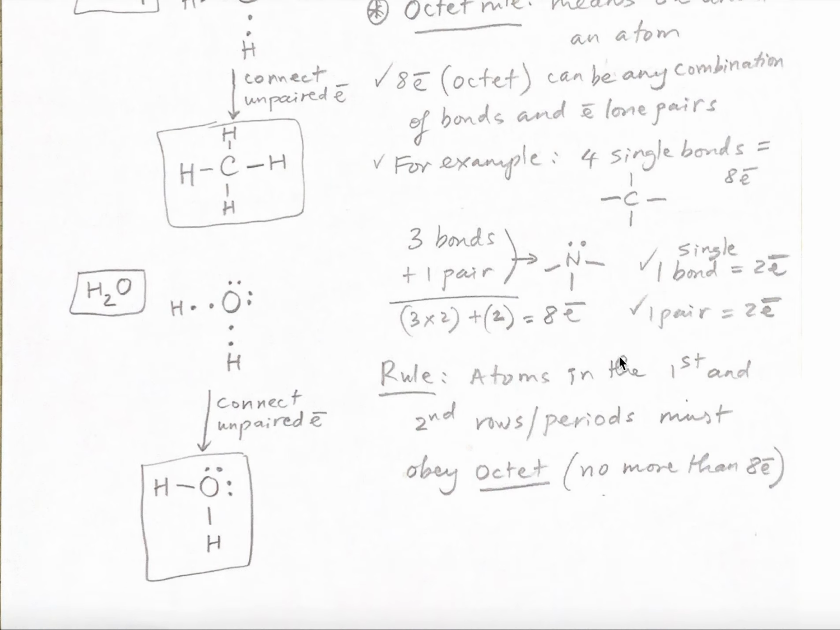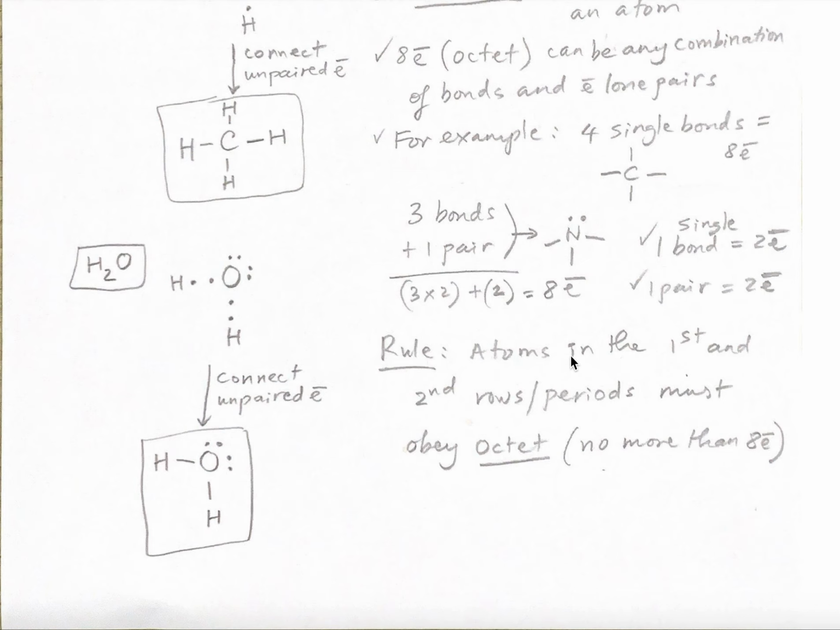Now, here's the rule. The only rule is that atoms in the first and the second row or period must obey the octet. So no more than 8. It can have less than 8. It can have 6, 7, 5, whatever. But no more than 8, no 9. Okay, so nitrogen in the second row cannot have more than 8 electrons. Okay, so those are the rules.